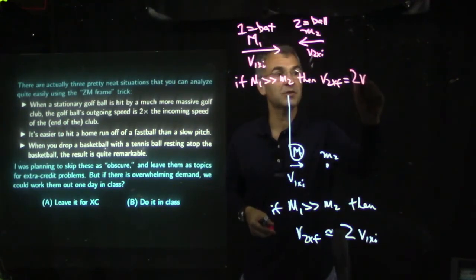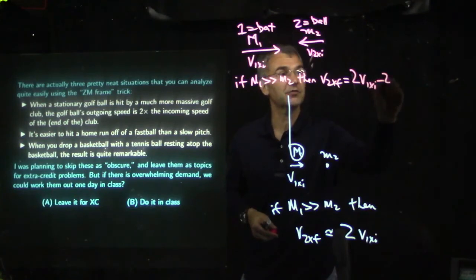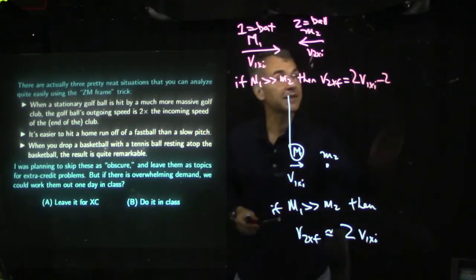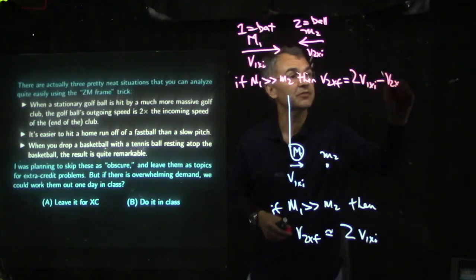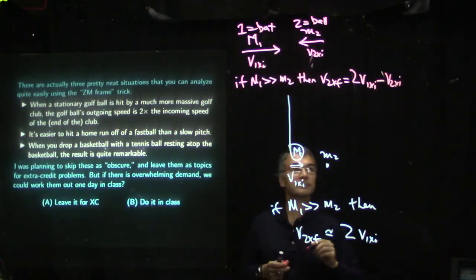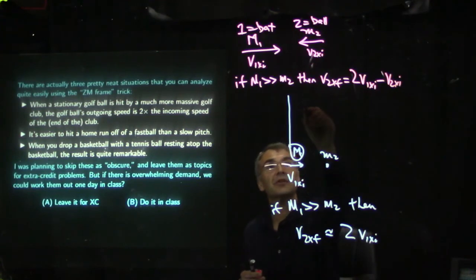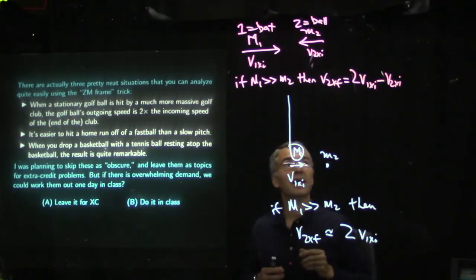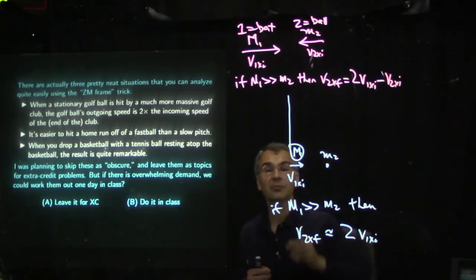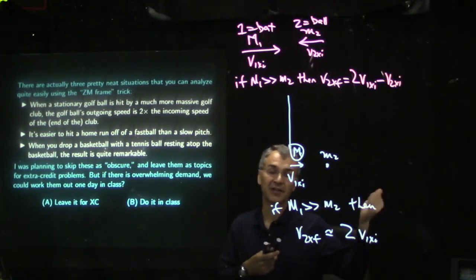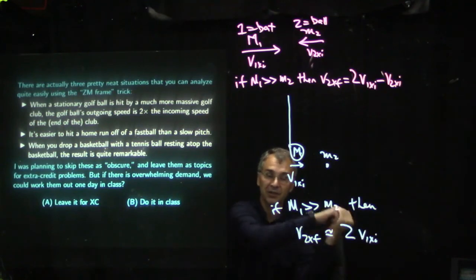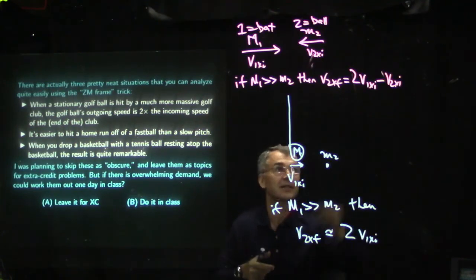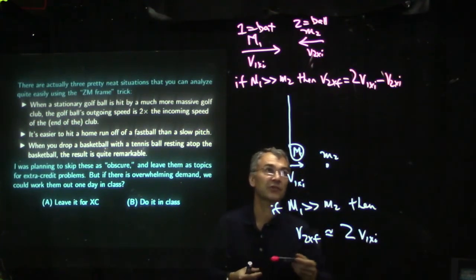And if M1 is much bigger than M2, then it turns out that V2x final is 2 times V1x initial minus V2x initial. So in other words, the speed at which the ball flies off the bat after being hit is 2 times the speed of the swing of the end of the bat plus the speed of the pitch.